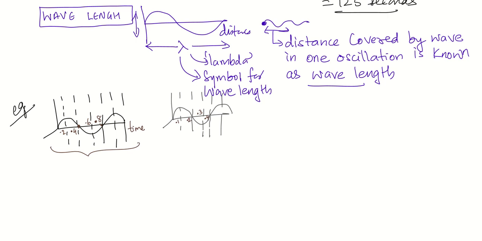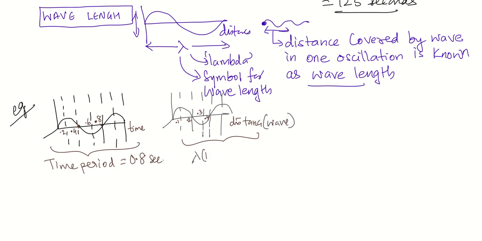So what is my time period here? The time period is the time taken for one oscillation, which means from here till here, and that is 0.8 second. And if I look here, they are saying it is the distance, the distance of the wave. So what is my wavelength here? My wavelength is one cycle from here to here, which is 0.4. Let's say distance is given in meters, then 0.4 meter.